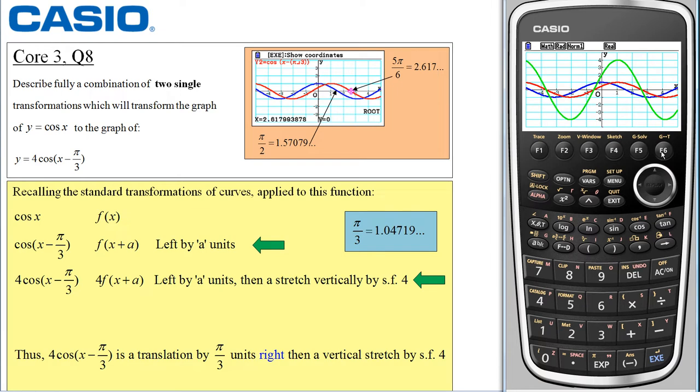Okay, now I can quite clearly see the peaks and troughs for the curves at 1 and minus 1 for the blue and the red curve, and at 4 and minus 4 for the green curve. If I want to, I could use gsolve and look at the maximum for, let's say, the green curve. So I scroll down and select execute. And again, you can see the y coordinate is 4. Similarly, I could do the same for the minimum, but I think it's very clear with this visual representation that I did have indeed the correct two single transformations to go from y equals cos x to y equals 4 cos of x minus pi by 3.